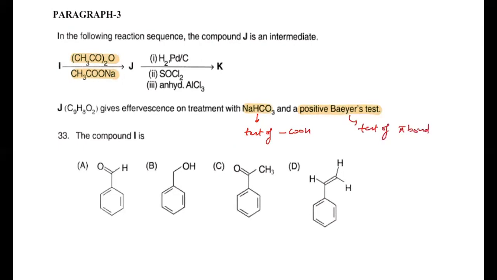So somehow the Perkin reaction clue I am getting from the reagent, and the product also supports it, that a carboxylic acid group and an alkene group are present. It simply confirms that compound J should be a compound like cinnamic acid. So the starting compound A, we can try with benzaldehyde.